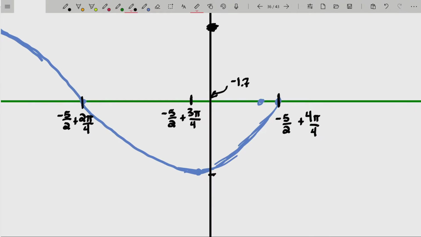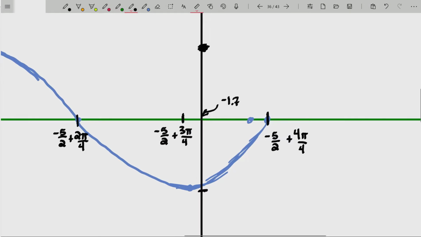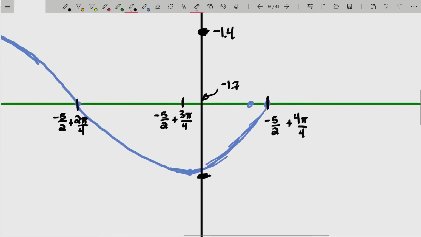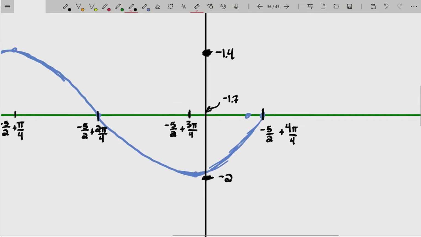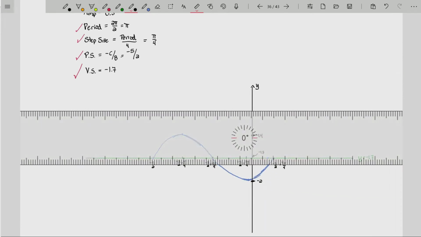Down didn't work well for me. And down by 0.3 to get to the maximums and minimums. So up by 0.3, add 0.3 to -1.7, and you're at -1.4. Subtract 0.3, and you're at -2. Those are my highs and lows, and that just allows me to figure out where the x-axis is.